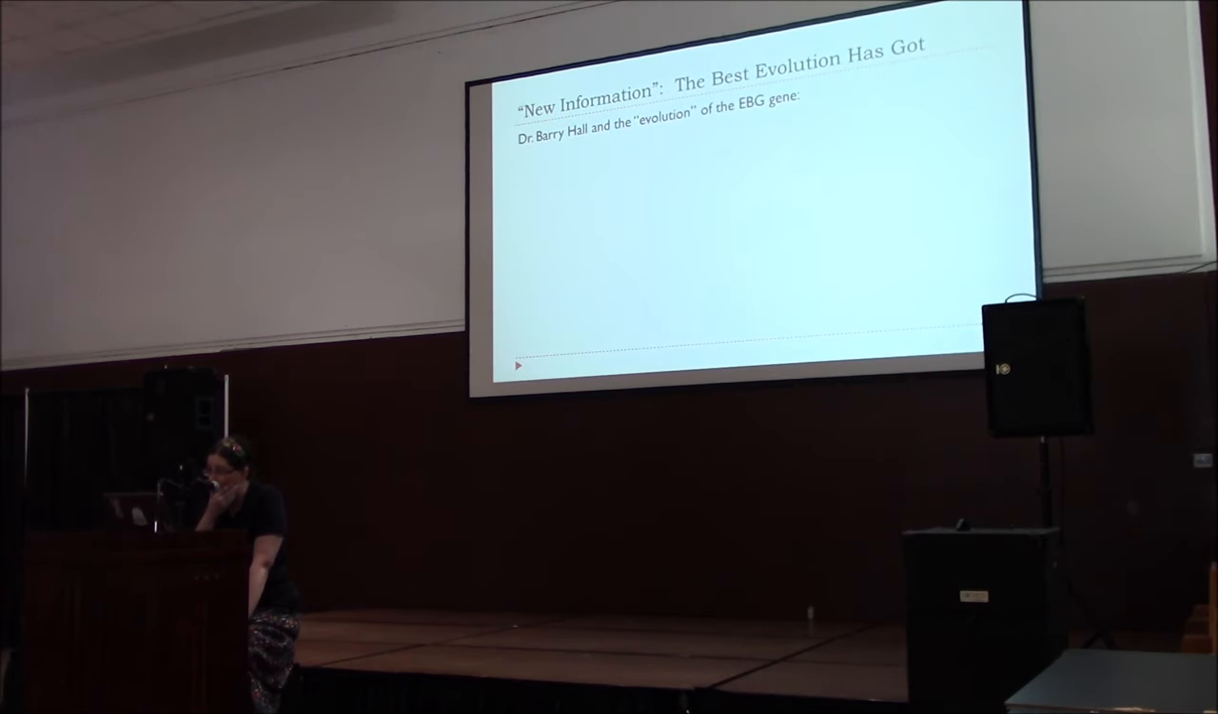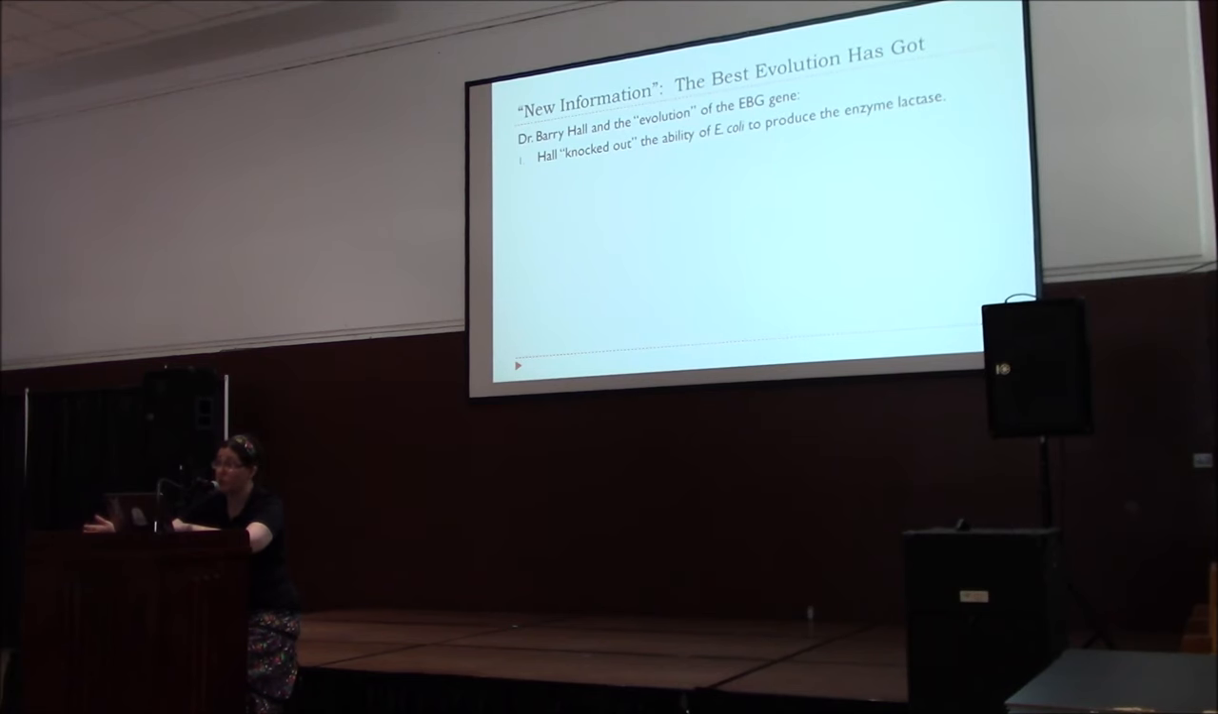And the best that they have currently is the evolution of the EBG genes. Again, we're going to give them the benefit of the doubt. We're going to look at the absolute best example they have and see how good it is. So Dr. Barry Hall knocked out the ability of E. coli to produce the enzyme lactase, which basically means it cannot digest the sugar lactose, which you're familiar with from milk products, right? And knocking out the ability just means he's genetically altered it, so it can't produce this enzyme, it can't eat the sugar.